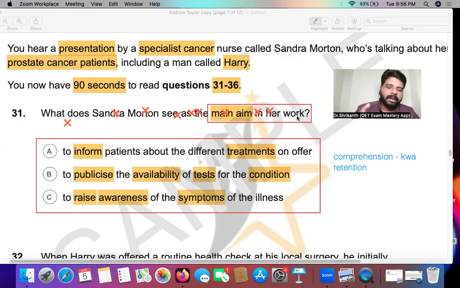So, what is Sandra Morton's main aim in her work? That memory should be there. And when the audio is playing, your eyesight should only be in the answer options. So that is what we call retention. And then comes detection. Detection basically means to pinpoint the correct answer, and that includes the elimination strategy.